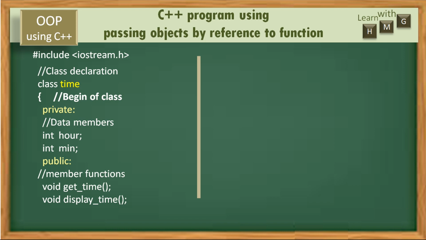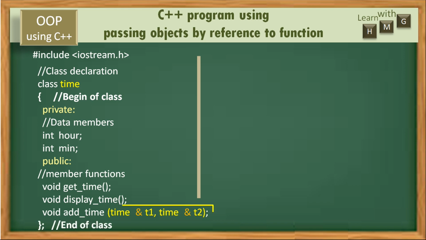Now the important thing is this add time function. Now you can see, look at this add time function. You will observe that this time the objects are passed by reference, because of the ampersand, this particular operator, which is known as the address operator. So the address of T1 and the address of T2 are passed to the add time function, and like this the objects are passed by address, or objects are passed by reference, to the function add time.